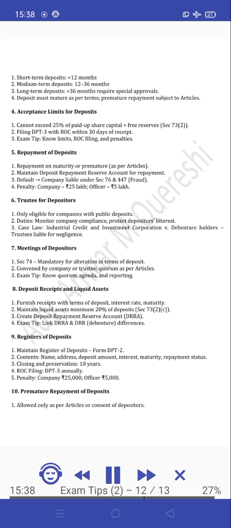4. Acceptance limits for deposits. 1. Cannot exceed 25% of paid-up share capital plus free reserves Sec 73(2). 2. Filing DPT 3 with ROC within 30 days of receipt. 3. Exam tip. No limits, ROC filing, and penalties.